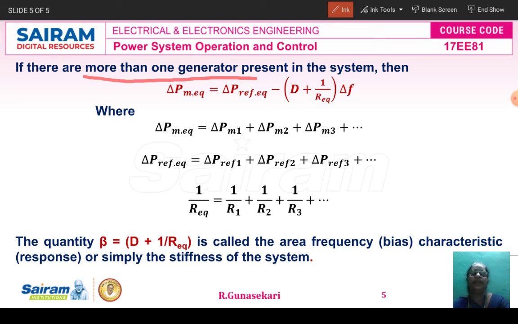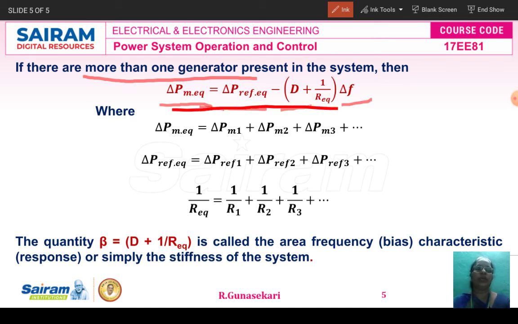That means del Pm, the equivalent mechanical power, equals del P reference equivalent, that is the speed reference setting equivalent, minus D, the damping constant, plus 1 by R equivalent, meaning the equivalent speed regulation, which is calculated from the speed droop characteristics of each generator, into del F. This is the frequency deviation.